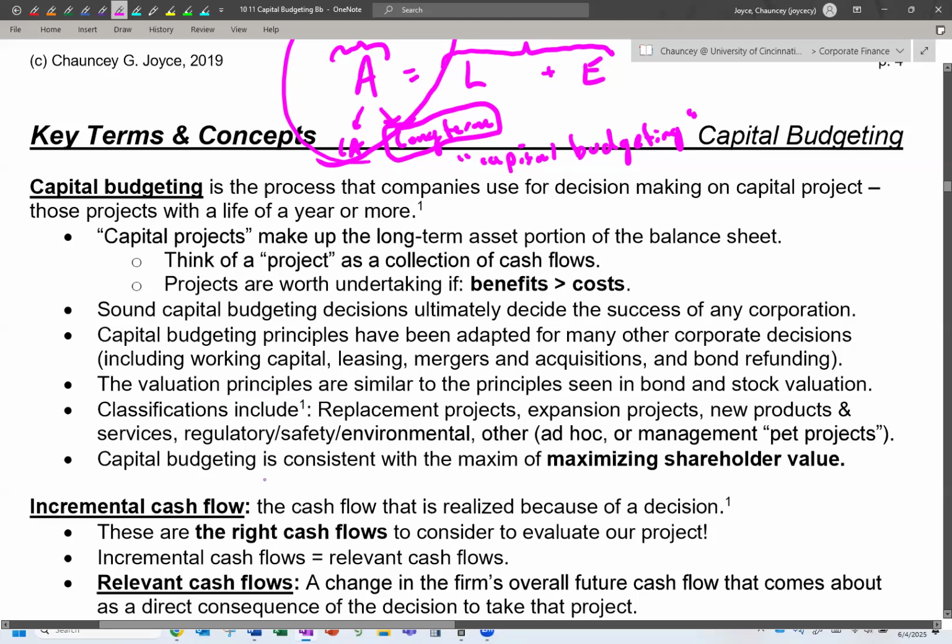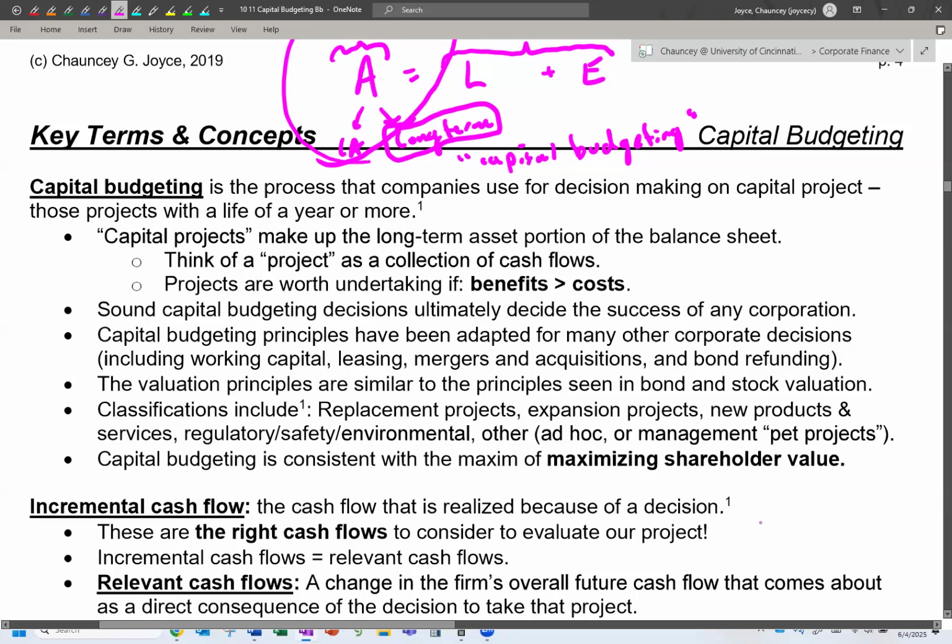So you could include capital budgeting in replacement projects or replacing equipment, or expanding projects, just growing your product line, launching new product lines or services, regulatory, safety, or environmental, or ad hoc or one-off, or even management pet projects. So if management has an idea that they're heavily invested in, then we call those a management pet project.